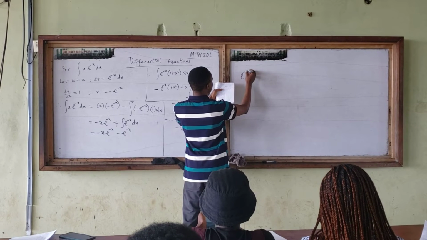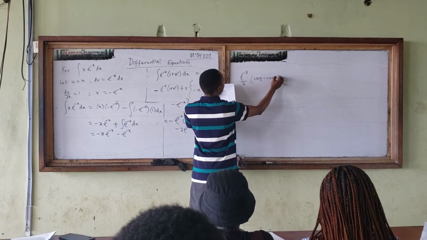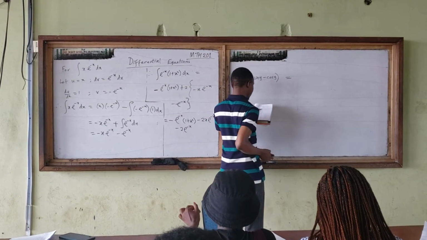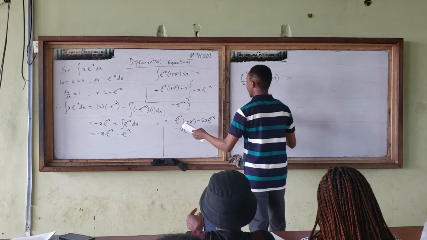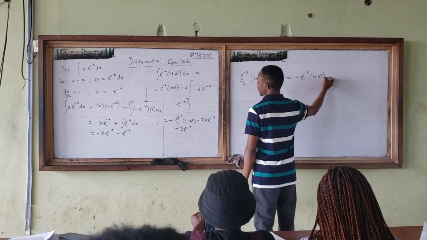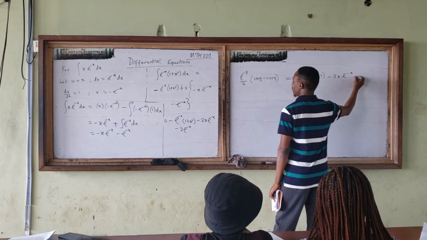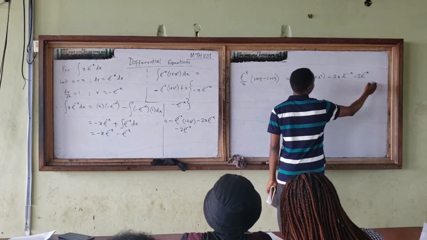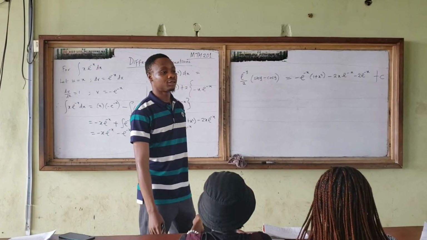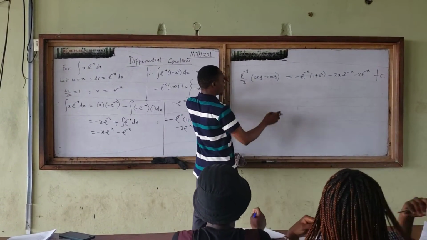We have this e raised to minus y over 2 into sin y minus plus y, right? Can you remember this? Then this will now be equal to, on the right hand side, minus e raised to minus x into 1 plus x squared minus 2x e raised to minus x minus 2 e raised to minus x. That's some constants. Do you understand that? You get it? So that will be your constant of integration.